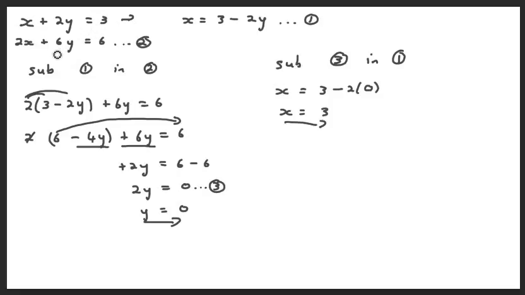Let's test it into the second equation that they gave us. So 2 times 3 will give you 6. Plus 6 times 0 will give you 0. So that means 2 times 3 will give you 6. So 6 equals 6. So I know for a fact that the answers that I got are the correct answers, because while substituting them back into the equations to test, I can see that I indeed have the right answer.